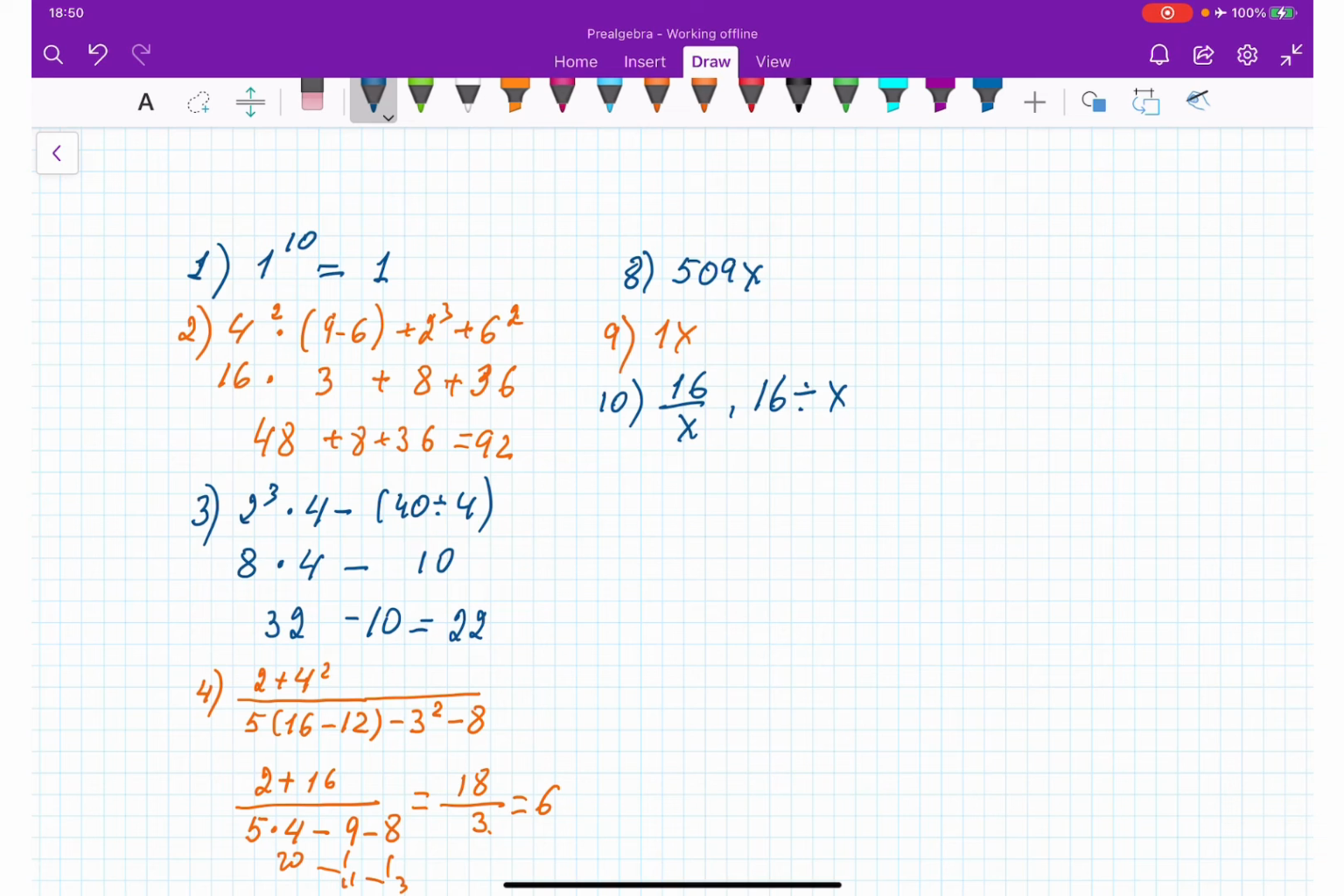Number 11. Simplify. We have negative absolute value of negative 2. Absolute value of negative 2 is 2. And the negative in front of the absolute value has nothing to do with the absolute value. It just goes to the outside of the output. Negative 2. Number 12.